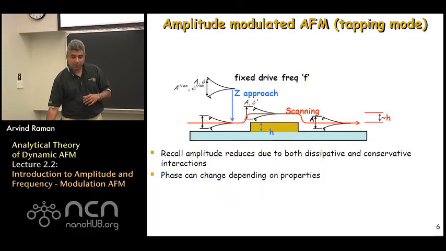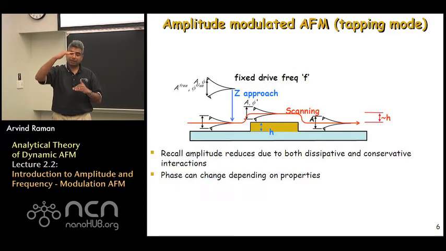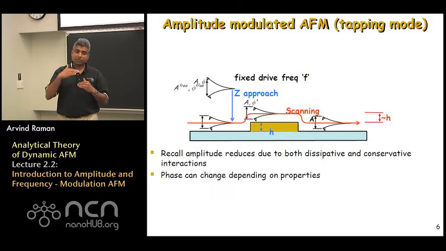What one does is one uses a fixed excitation frequency, f or omega, and you drive the cantilever with some initial amplitude we call A free, and phi free is the phase. When it approaches the sample, and as we've talked about, the amplitude and phase are going to change because of these intermolecular forces between the tip and the sample. And let's say they change to a value A and phi.